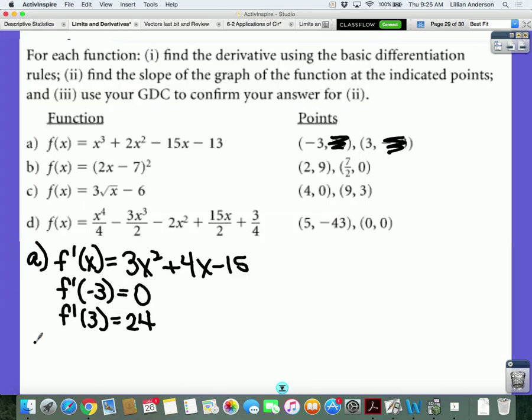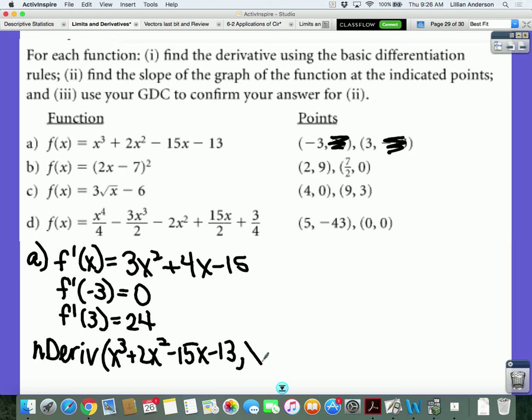Now, if your calculator does not look like that, if it popped up just the words nDeriv with the parenthesis, you yourself have to type in the function. Do we need to put parentheses on the function? No. You type in the function. You press the comma button. Comma is located right above the 7.